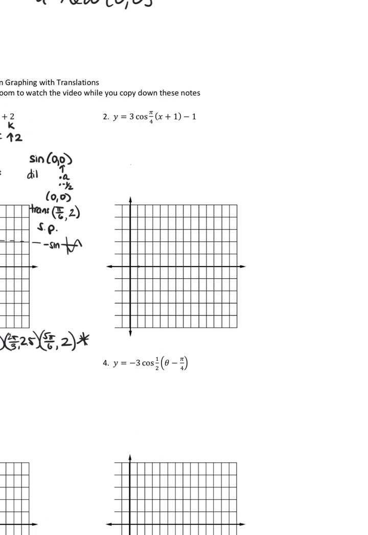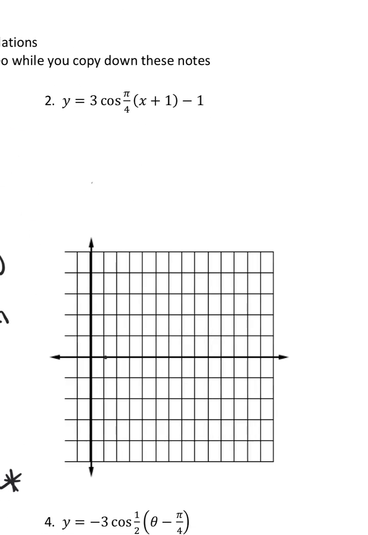Okay, so now on to number 2. Again, I'm going to start with our amplitude. So our amplitude is 3. Our frequency, pi over 4. So we get our period length by doing 2 pi divided by pi over 4. Don't forget you're multiplying by the reciprocal. So we're going to get 8. And then our intervals, or our quarters, we're going to divide that by 4. So we're going to get intervals of 2.